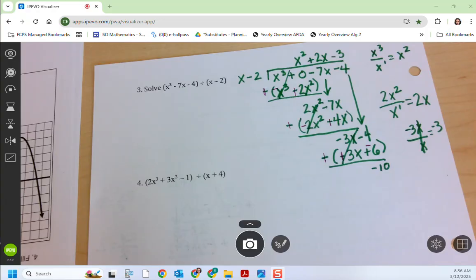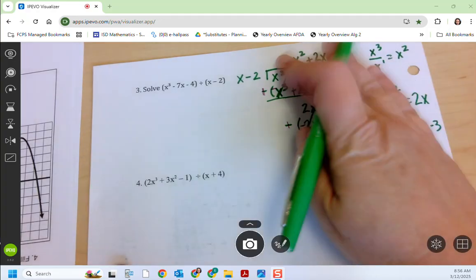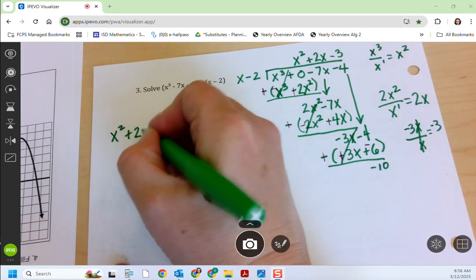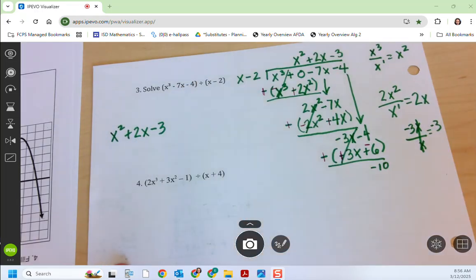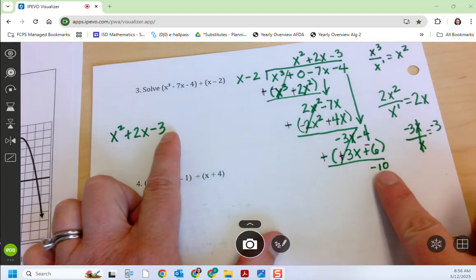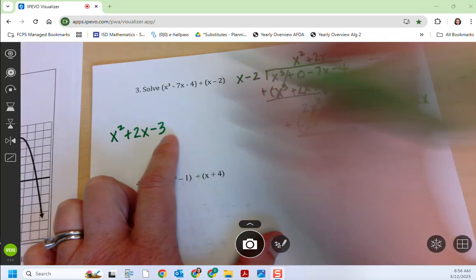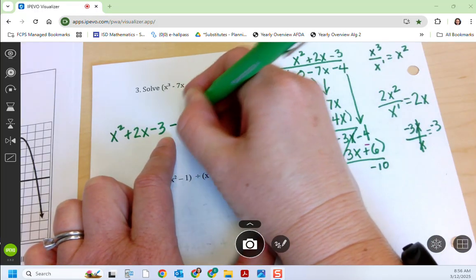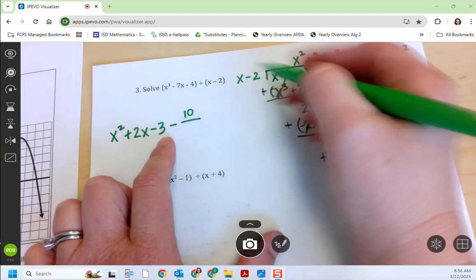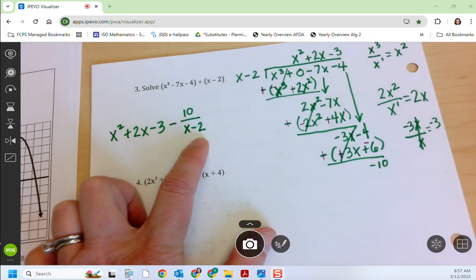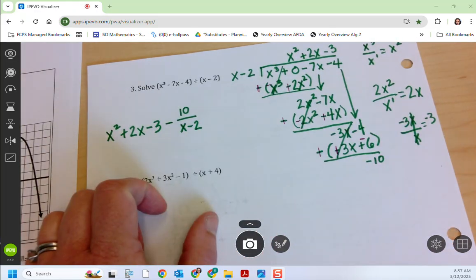We're not quite done because we didn't write our final answer down. All right, so to write our final answer, we're going to take all of this, x squared plus 2x minus 3. And then normally I would write plus this over the divisor, but plus negative is the same as minus, right? So I'm going to make it minus 10 over my divisor, x minus 2. If you wrote plus negative 10 over x minus 2, that's equivalent. That's fine. That's my final answer.